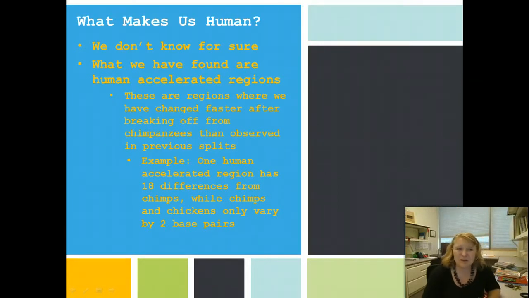We have found some regions called human accelerated regions, and this is where after we broke off from chimps, we saw a huge amount of change. So for example, there's one region where there's 18 differences between us and chimps, while chimps and chickens, remember birds split off a long time ago, only have a 2 base pair change. So that big change may be something that led to our human characteristics very different from the chimps. But as I said, we're not entirely sure what it all means. It's really incredible to know this. And if this intrigues you, I really encourage you to continue exploring this area of research, because it's only speeding up. The more our technology improves, the better we are at understanding what these changes mean.